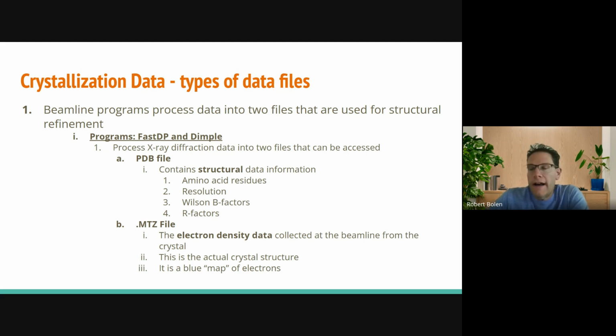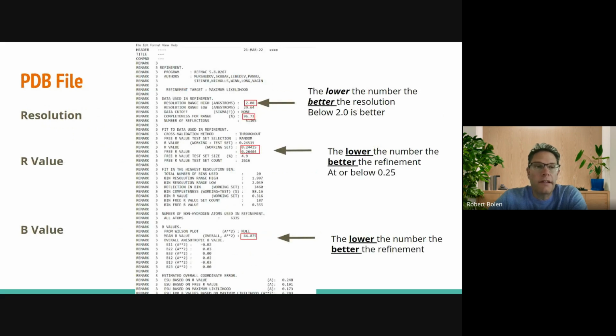So when we see an MTZ file, it's just basically a blue cloud. And a PDB file is really nothing more than a set of data. But there's some important data in here. One of them is resolution, okay? And that resolution number, which you can see here, in this case, is 2. The lower the number, the better the resolution. Now, ideally, when we are looking at proteins, we want to get resolution below 2, all right? And that 2 is representative of 2 angstroms. So anything lower than that number is considered a good structure, because that means that we're able to resolve the differences in the bonds and the individual atoms within that protein.